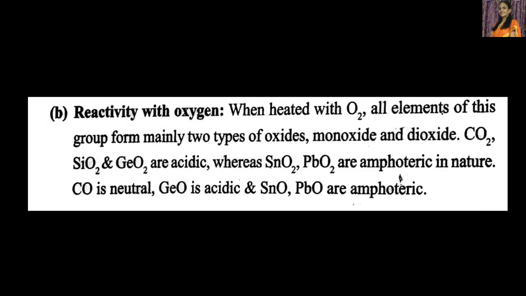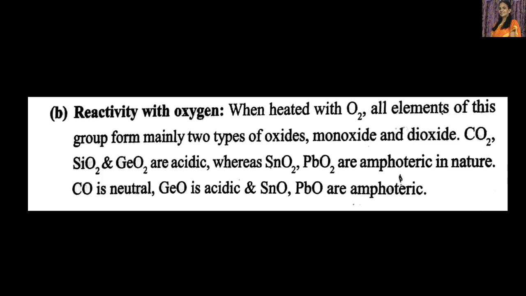Next is reactivity with oxygen. So when these elements are heated with oxygen, what happens? Let us see. When heated with oxygen, all elements of this group mainly form two types of oxide. One is monoxide, the other one is dioxide. So if we consider carbon, carbon dioxide, this is silicon dioxide, germanium dioxide, these are the dioxides.